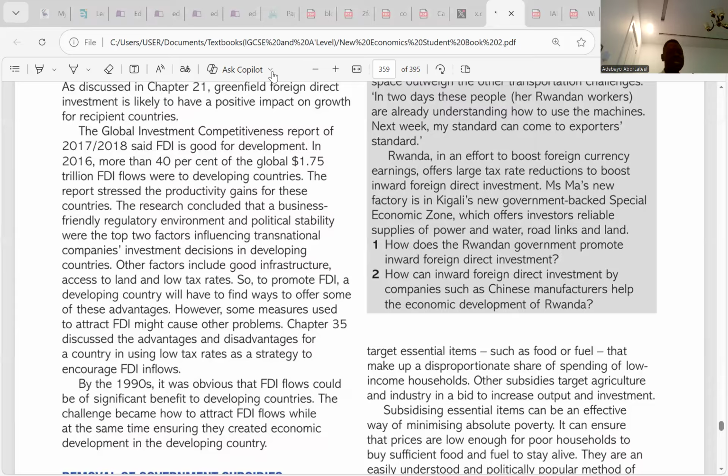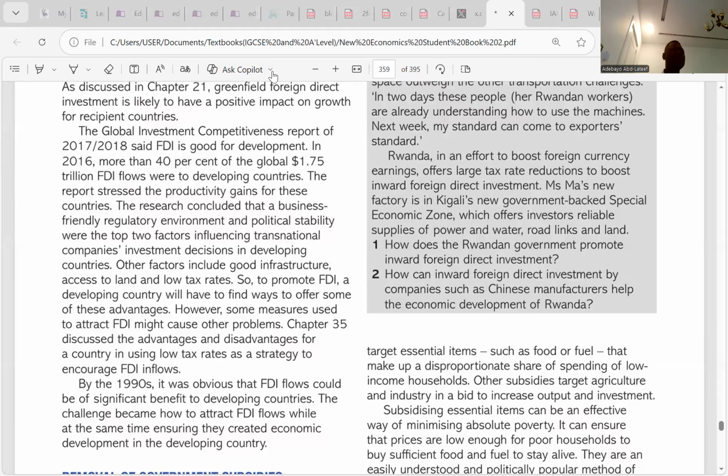However, some measures used to attract FDI might cause other problems, which are the disadvantages. For example, a country using low tax rates as a strategy to encourage FDI inflows. By the 1990s, it was obvious that FDI flows could be of significant benefit to developing countries. The challenge became how to attract FDI flows while at the same time ensuring they created economic development in developing countries. Now, it's all about attracting FDI. So to attract FDI, multinationals or transnational companies only want to come to a country that they feel is beneficial for them to set up.